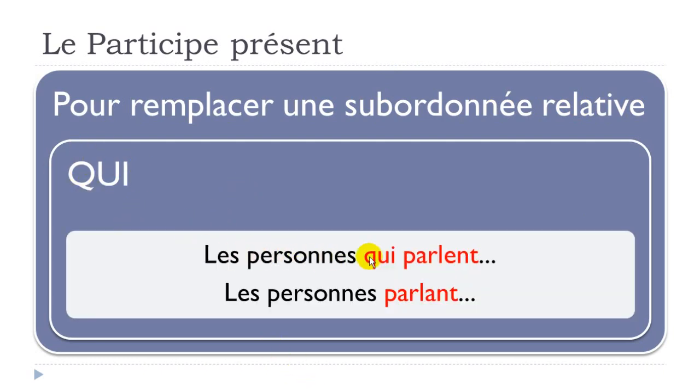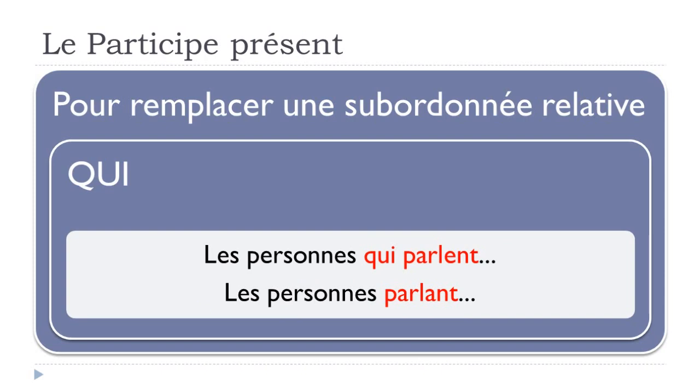Les personnes qui parlent, so the persons who are talking, speaking. In the first one, you get this pronom relatif, qui, and then you get the verb. But it's possible to replace this qui parle with le participe présent, so you will get les personnes parlant. So it's the last use that we've got of this participe présent, and it's quite common.